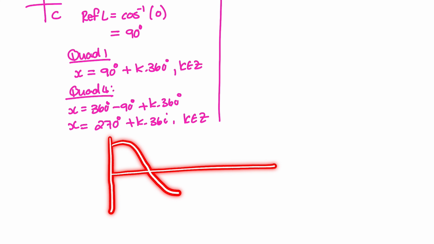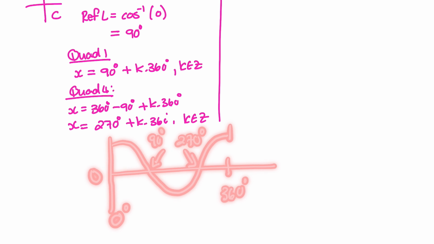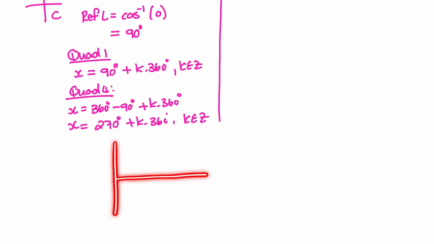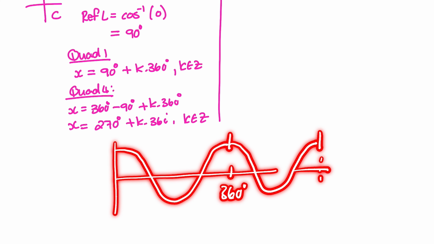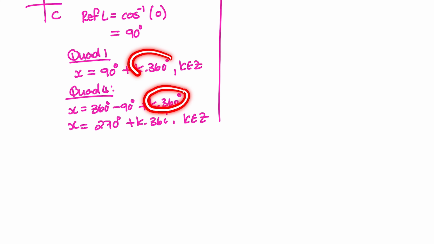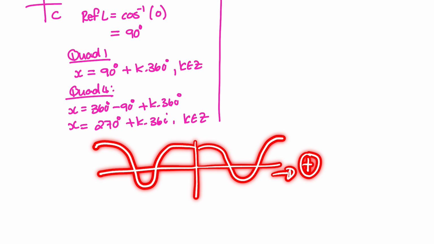So imagine that this is a cosine graph from 0 degrees up until 360 degrees. We can see that it has the value of 0 at 90 degrees and 270 degrees. That is what we have worked out. But you need to remember that this graph can repeat itself. After 360 degrees, the graph would restart and repeat itself every 360 degrees. That is why we say k times 360. And we also say it's an integer because we are thinking about full rotations. When k is 1, it's a full rotation in the positive direction, and when k is negative, it's a full rotation in the negative direction.